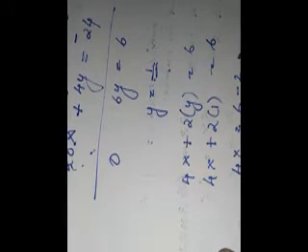So you'll be getting 4x is equal to 6 minus 2. The answer you'll be getting is 6 minus 2 is 4. x is equal to 1. Right? I hope you understood it.